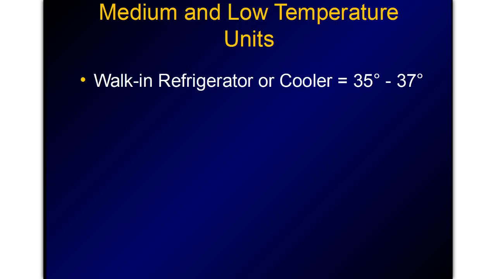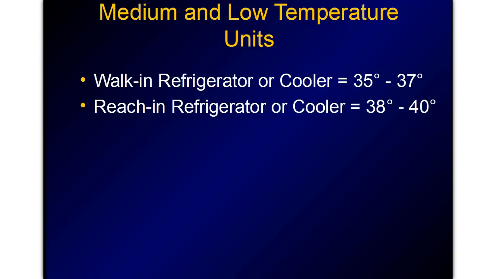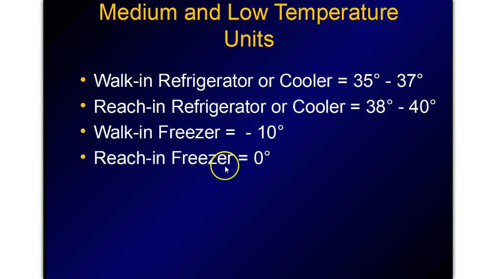We also talked about the different temperature ranges of commercial refrigeration. This course is going to discuss medium and low temperature units, and we'll review those. That's 35 to 37 degrees for walk-in refrigerators and coolers. The reach-in refrigerator or cooler is 38 to 40 degrees. Remember, the walk-in refrigerator is for large bulk, longer-term storage. Reach-in refrigerators or coolers are for convenience and daily use. The walk-in freezer is minus 10 degrees, and the reach-in freezer is 0 degrees.